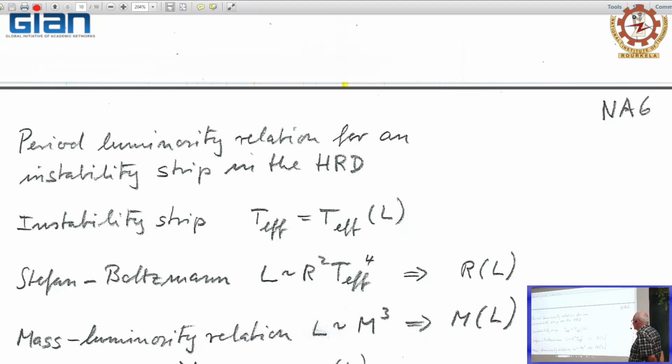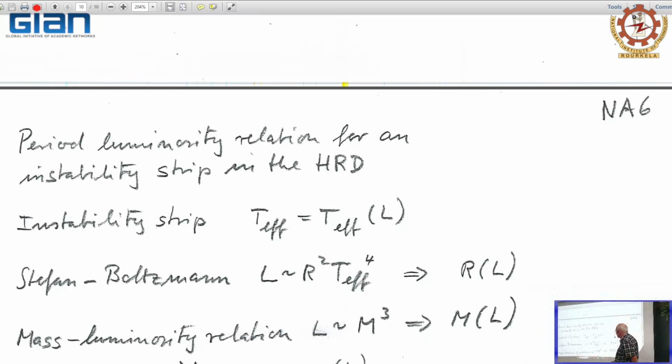Well, Stefan Boltzmann's law is of course valid in the entire HR diagram. Once the temperature is only a function of luminosity, then according to Stefan Boltzmann's law, the radius will be a function of luminosity only as well.